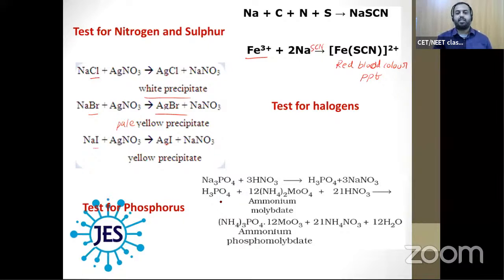Here you treat the solution containing phosphate. First you convert the phosphorus in the organic compound to sodium phosphate from the fusion extract.